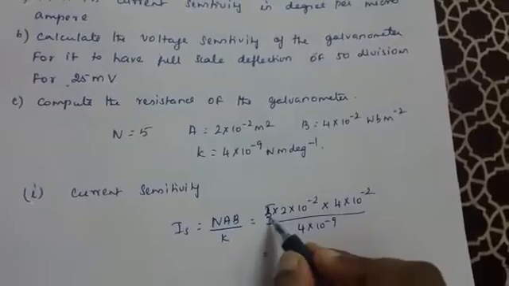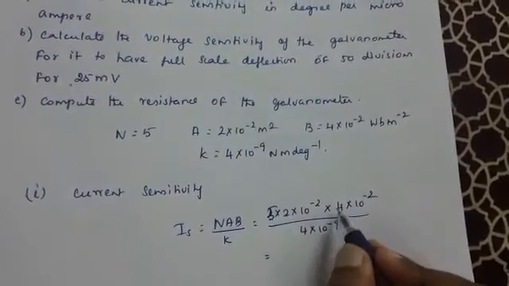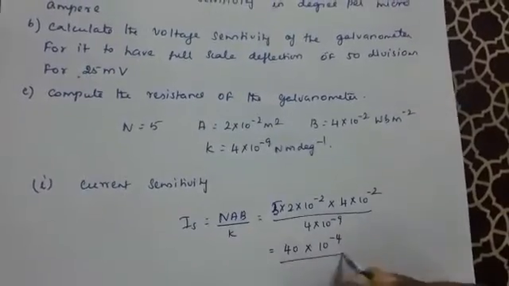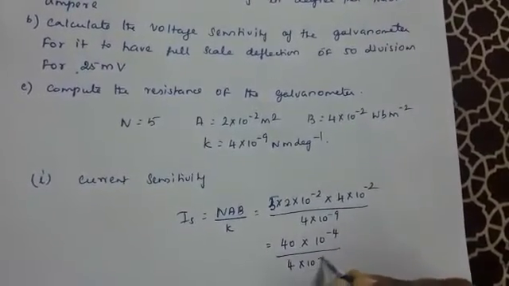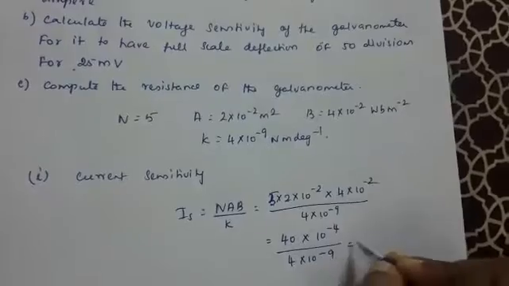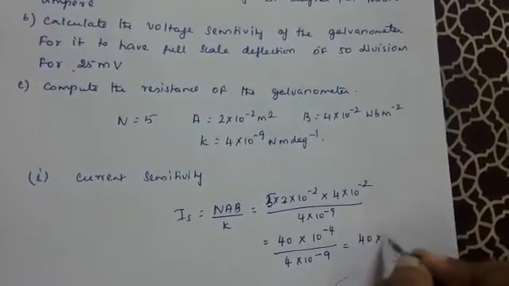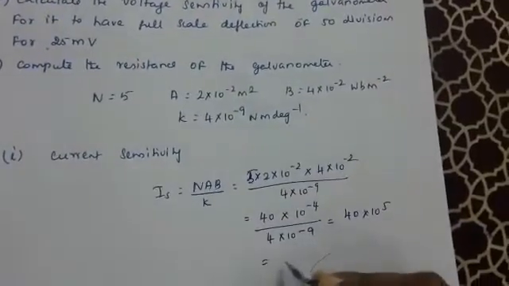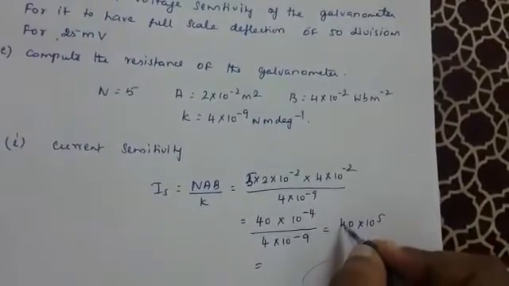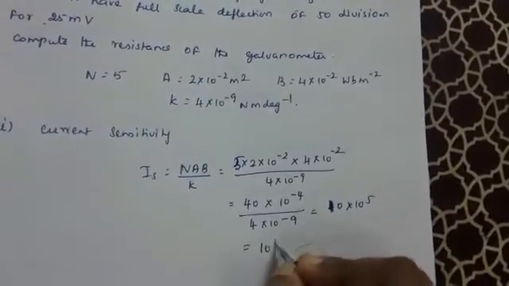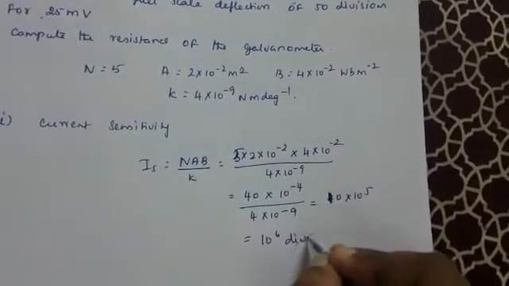Now here it is 5 into 2 is 10, 10 into 4 is 40. So 40 × 10^-4 divided by 4 × 10^-9. Now this can be written as 40 × 10^5, or you can write it as 10 × 10^5, or you can write it as 10^6 divisions per ampere.